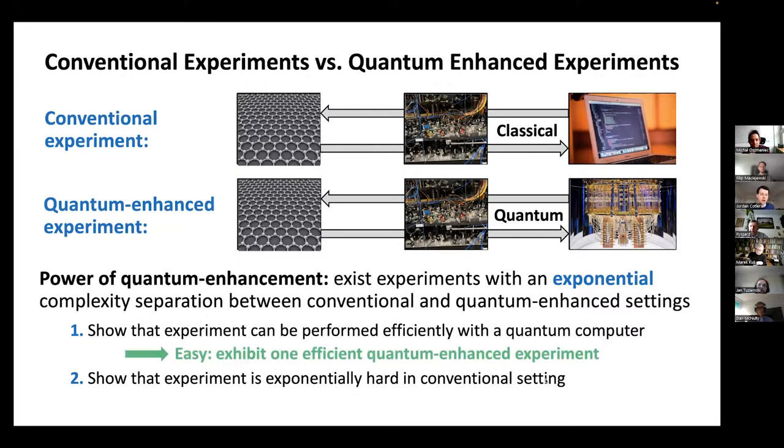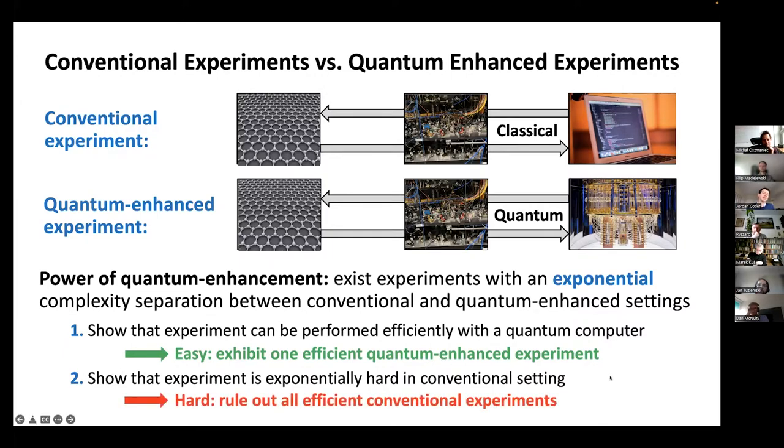Now, this first part is comparatively easier. All we have to do is exhibit one efficient quantum enhanced experiment. If I give you a potential experiment and I say, okay, can we do it with a quantum computer? If the answer is yes, then to demonstrate this to you, I just need to give you one example in which it works. The second, however, showing that the experiment is exponentially hard in the conventional setting, well, this is difficult because you have to rule out the possibility of all efficient conventional experiments.